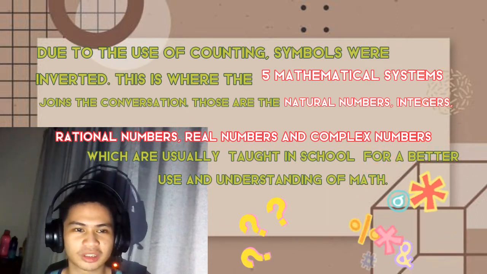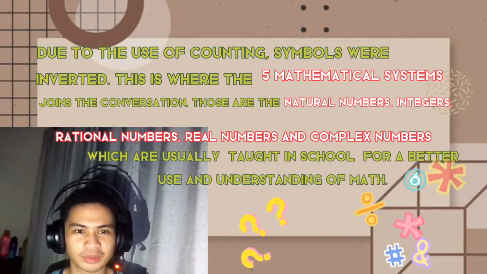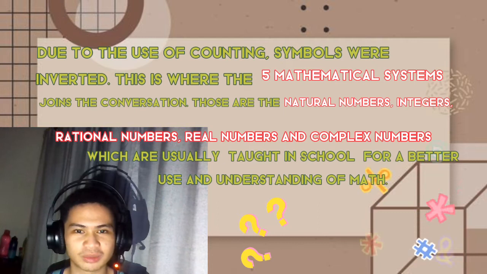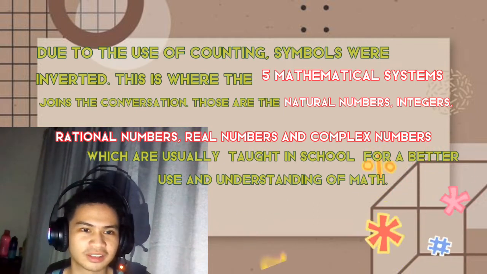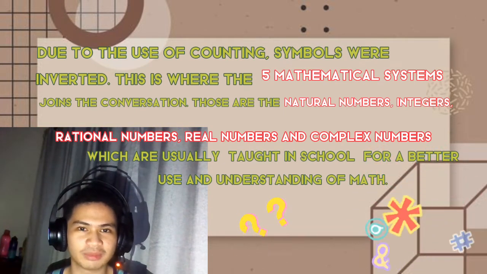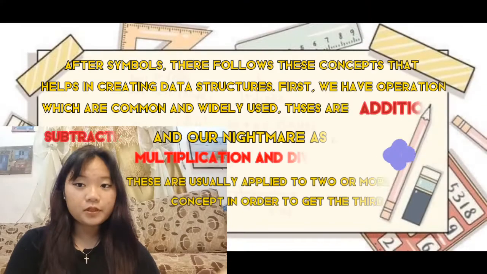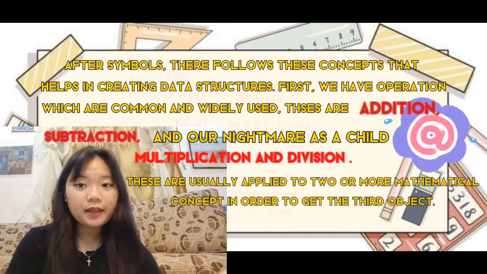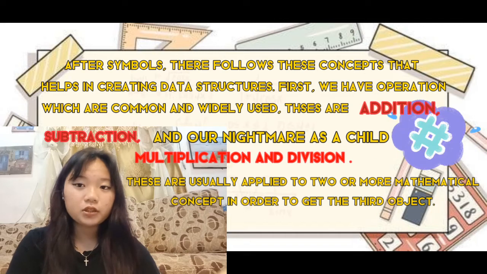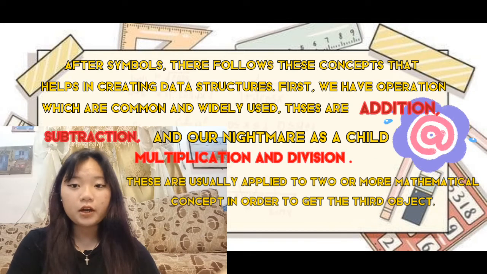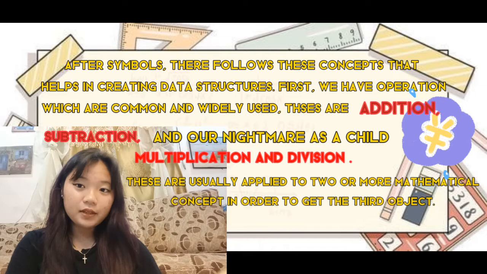Those are the natural numbers, integers, rational numbers, real numbers, and complex numbers, which are usually taught in school for a better use and understanding of math. For symbols, there follows this concept that helps in creating data structures. First, we have operations, which are common and widely used.